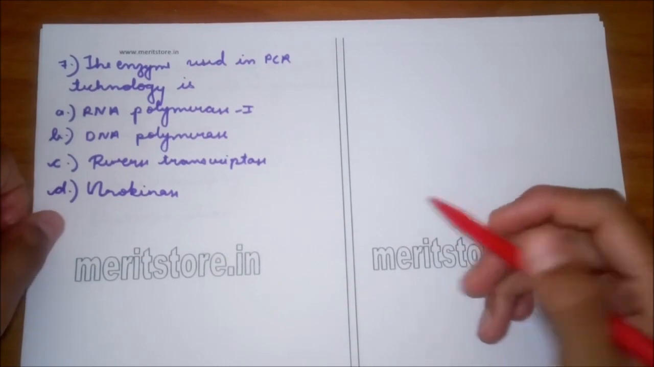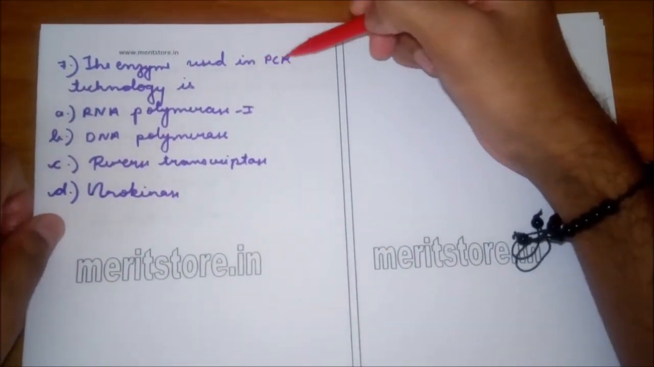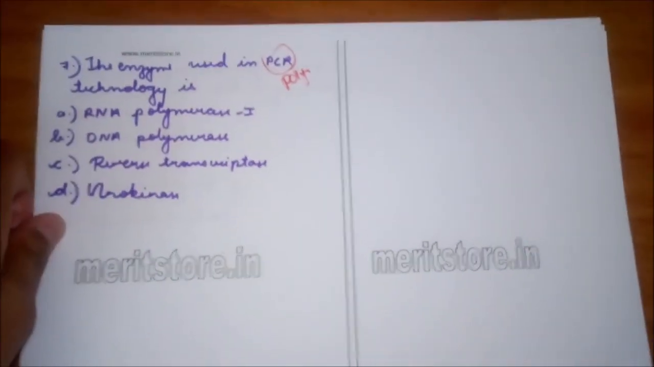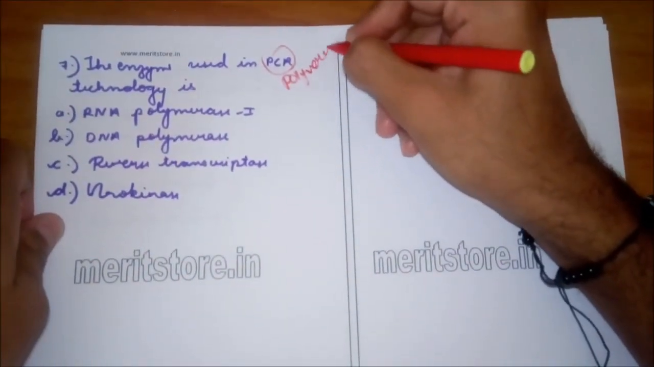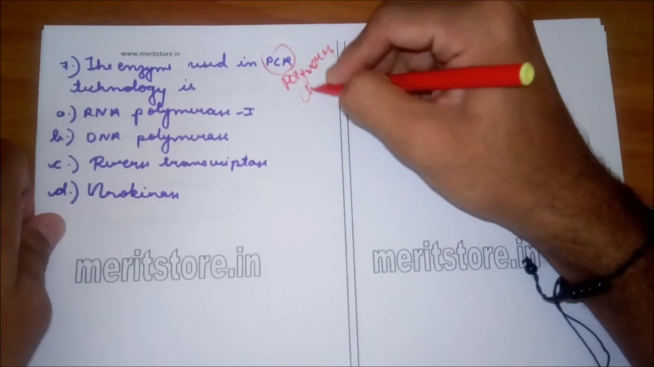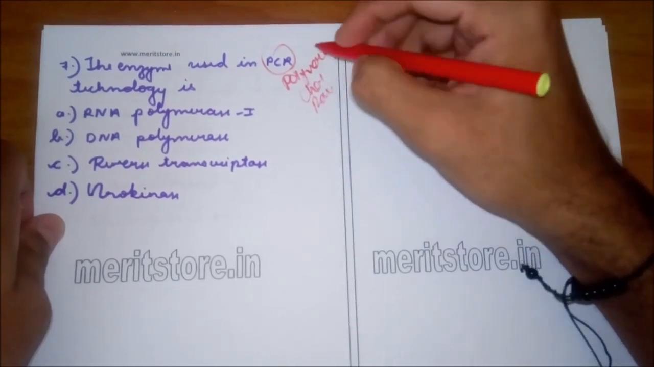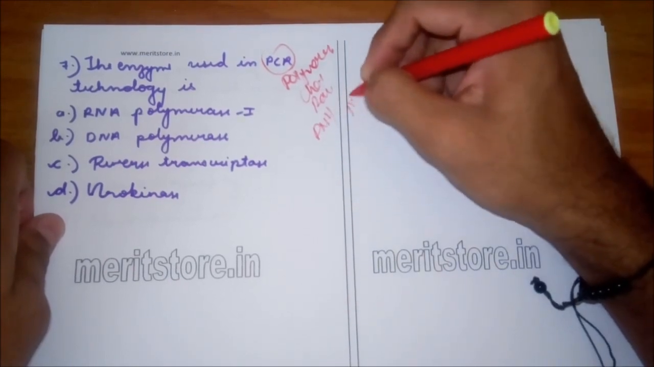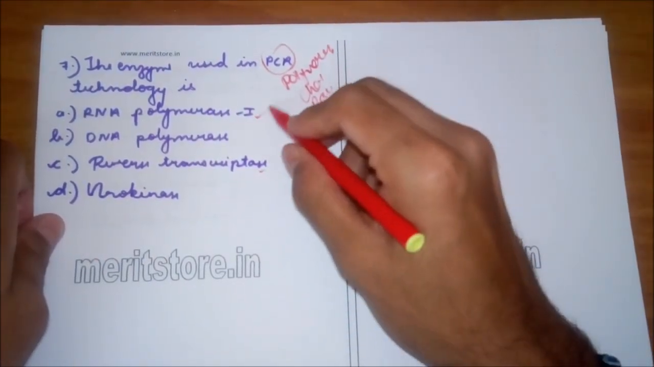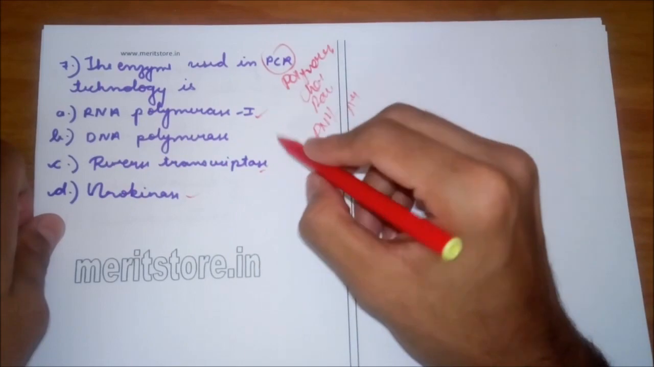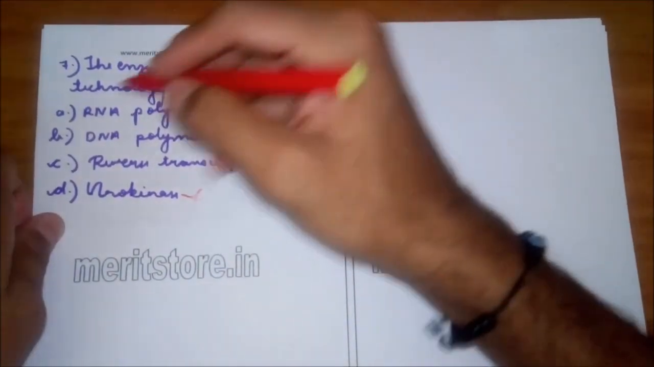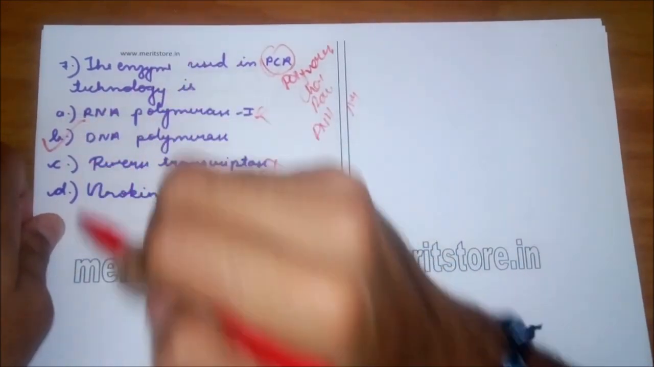Question number 7. The enzyme used in PCR. PCR is polymerase chain reaction. So this polymerase chain reaction technology uses the enzyme DNA polymerase. Reverse transcriptase, RNA polymerase and prokinase are not used in PCR. So we use DNA polymerase. Option B is the correct answer.